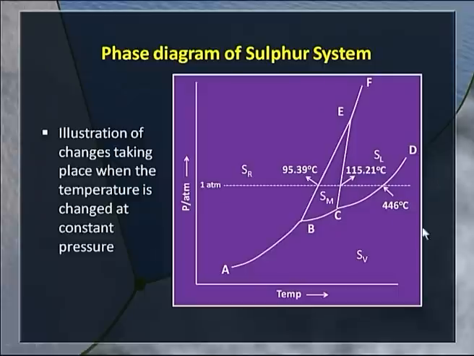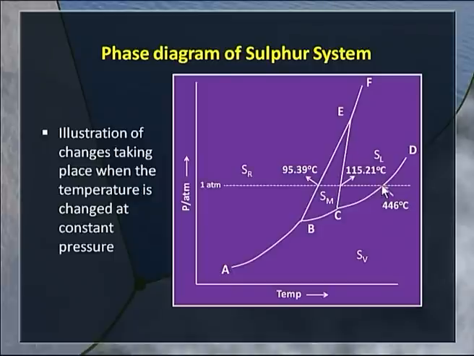And then when the melting process is complete, when no more monoclinic is left, the temperature can start rising again, and this will continue till you reach another point on the curve CD, which is the boiling point curve or the vapor pressure curve of liquid sulfur.